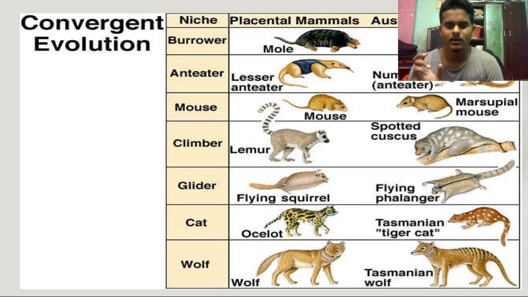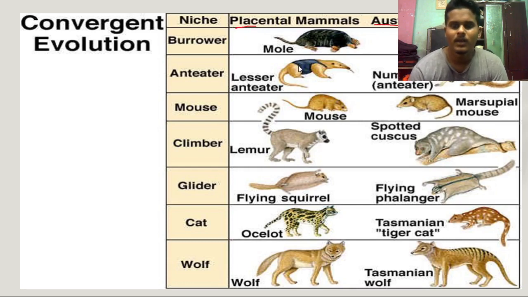I mean, when we force two organisms to live in a certain environment, these organisms will evolve, and as time goes on, both organisms will somewhat look similar, and you can't differentiate between them, and both will develop similar characters, similar structures. You have to remember which comes under placental mammals and which comes under Australian marsupials.